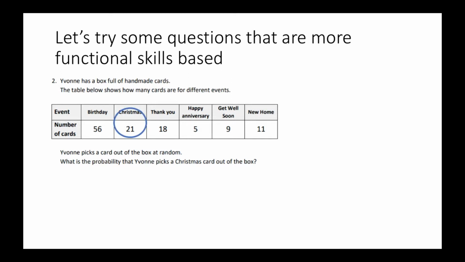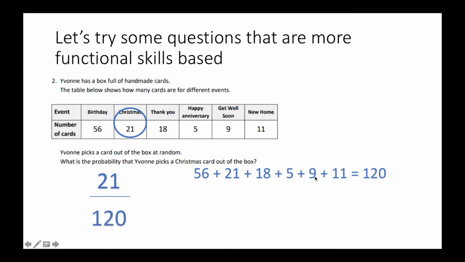Well, we have 21 Christmas cards. And when we write probability, we need to write the number of whatever they're asking us to write out of, so 21, out of, as a fraction, the total amount. So we'll add all of those numbers up, giving us 120. 21 divided by 120 on a calculator, 0.175 or 17.5%.